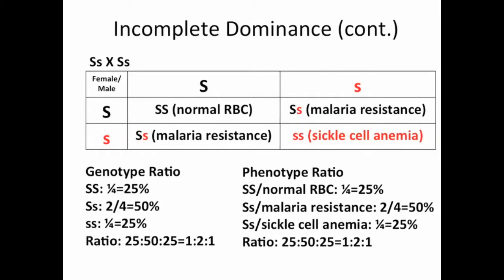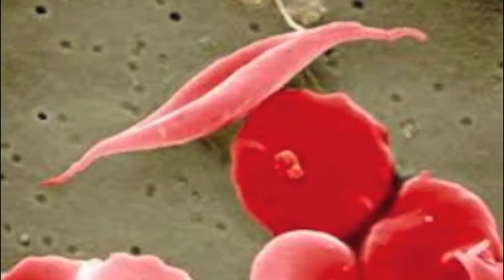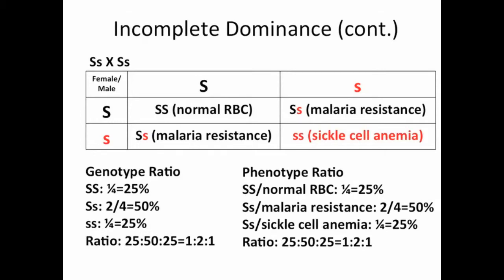Another example of incomplete dominance is sickle cell anemia. When a person inherits two big S alleles for red blood cells, he has normal red blood cells. If he receives two little s alleles, he will exhibit sickle cell anemia, where the red blood cells are sickle-shaped and don't carry oxygen as efficiently. If he receives heterozygous big S and little s alleles, he has unusually strong protection against malaria. Both the genotype ratio and the phenotype ratio are 1 to 2 to 1.